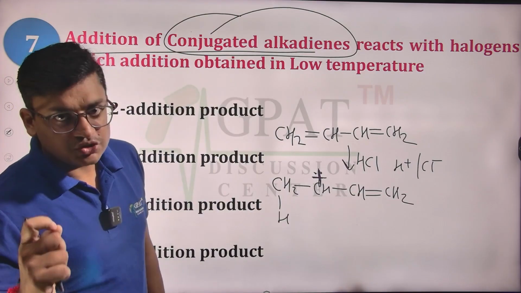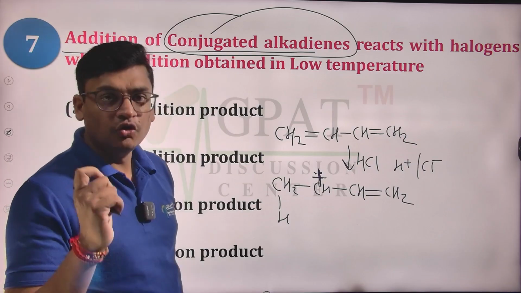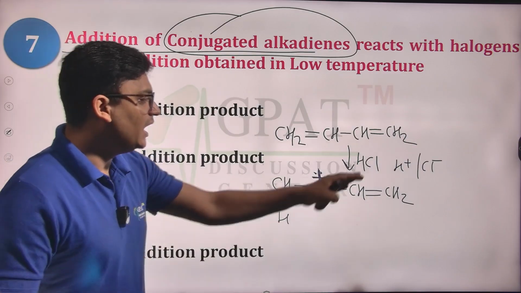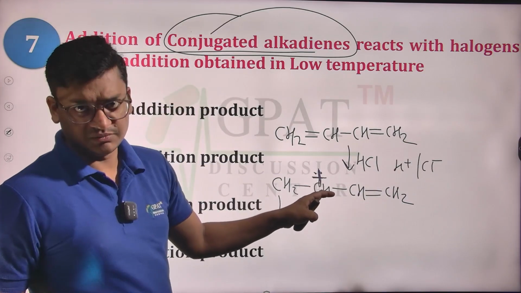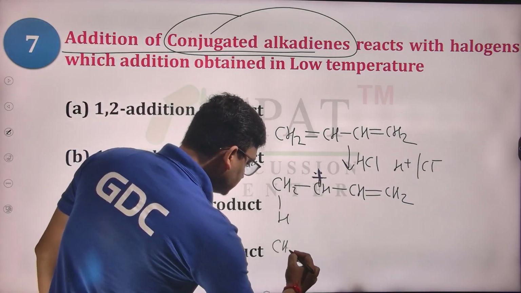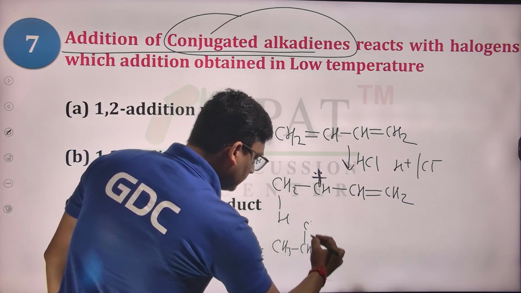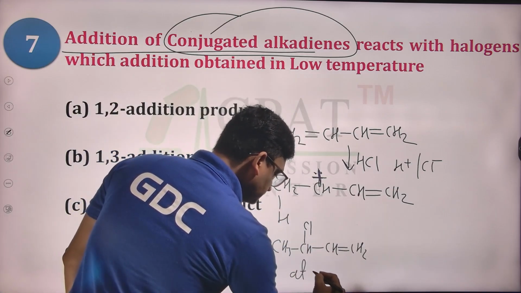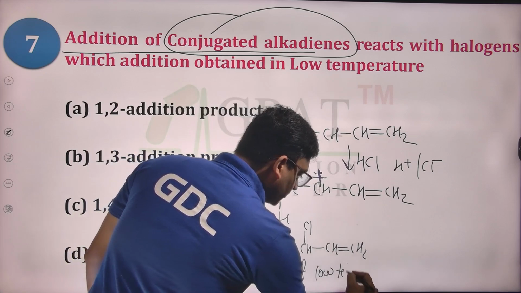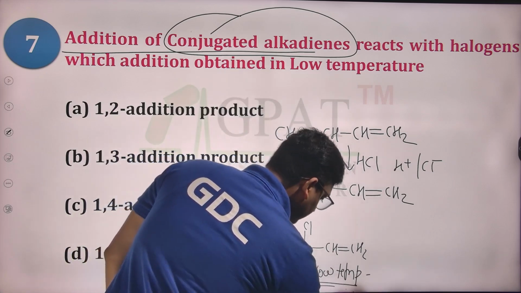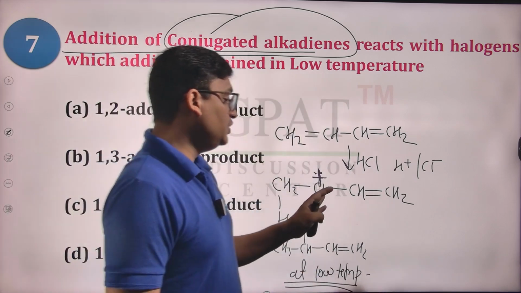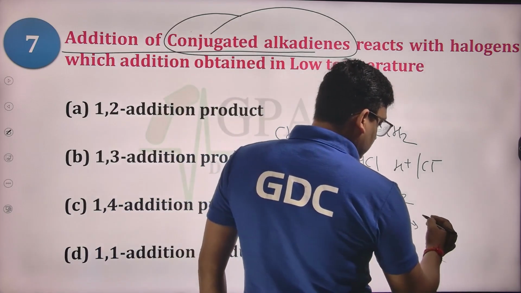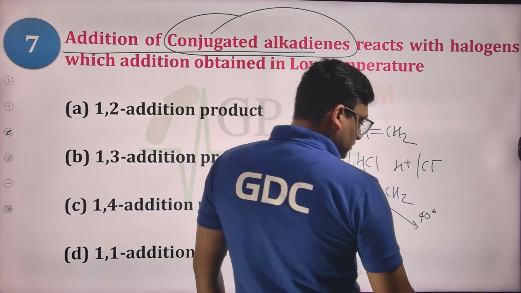If the temperature is low, there will be no resonance, no conjugation taking place, and the Cl minus will be attacking the possible position, making your product CH3, CHCl, CH double bond CH2 at low temperature. But this is a thermodynamically less stabilized product. You can have a better product formation at 40 degree centigrade.